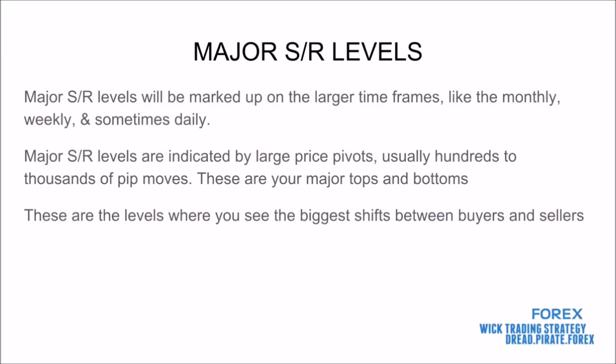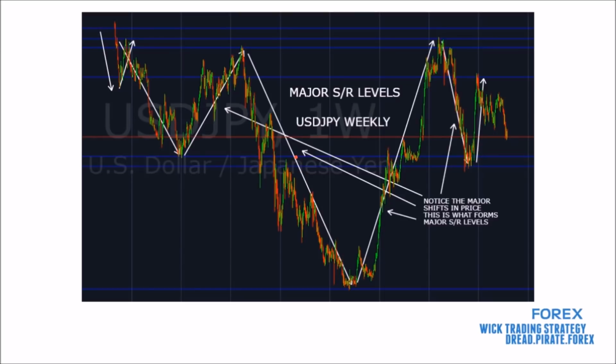Major support and resistance levels are indicated by large price pivots, usually hundreds to thousands of pips in these moves. These are your major tops and your major bottoms, your highs and your lows. Okay, these are going to be the levels where you see the biggest shift between buyers and sellers. So let's look at an example. Right here you see this is a USD/JPY weekly chart. And you see these levels right here. These are your major support and resistance levels.